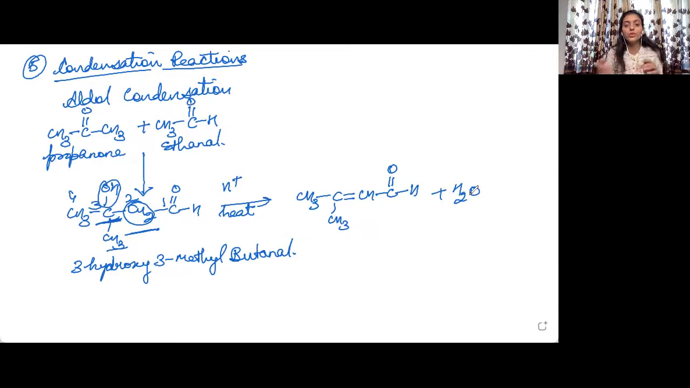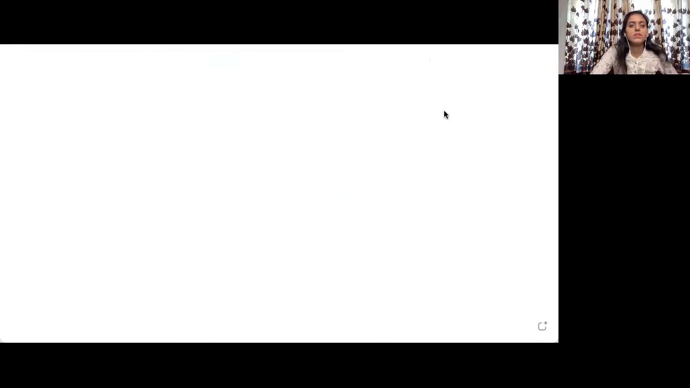This is again beta elimination. That is why I told you that beta elimination is the most important and most common. You will be encountering beta elimination the most. So here also beta elimination is taking place. Good enough. Okay, so the next type of reaction, the last type, the sixth reaction, is isomerization reaction.